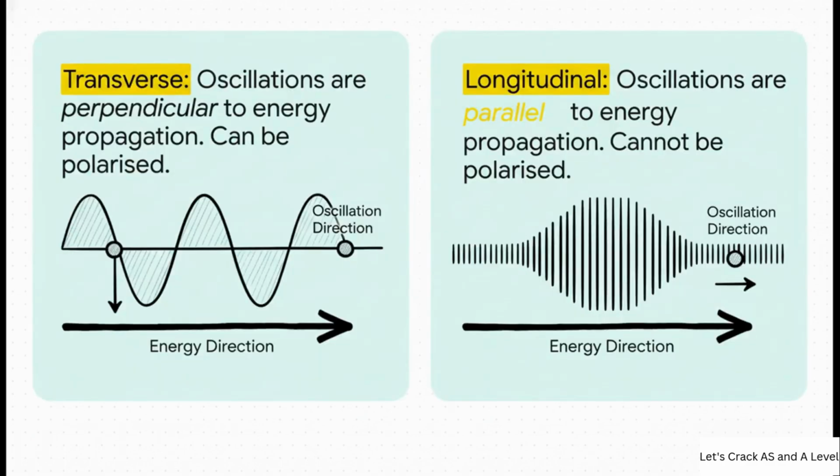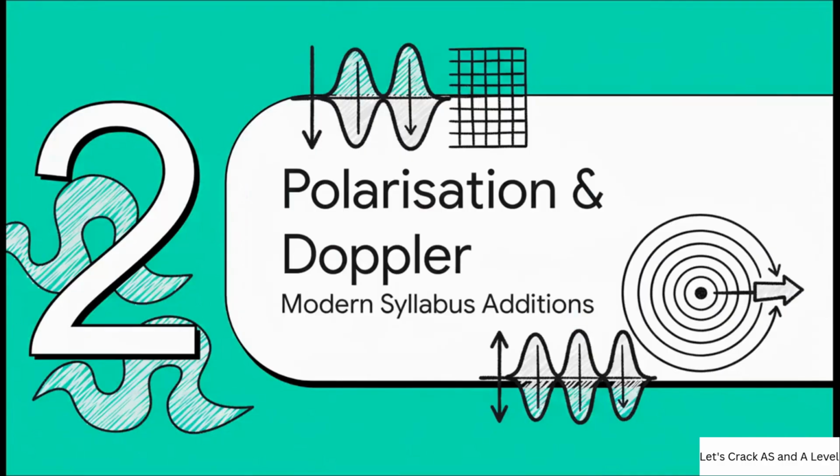And to wrap up this section, the two main types of waves: transverse, like a light wave, and longitudinal, like a sound wave. Now, what's the one crucial difference you absolutely must remember for your exam? Only transverse waves can be polarized. That simple fact is the key to unlocking multiple questions. Okay, so our foundation is built.